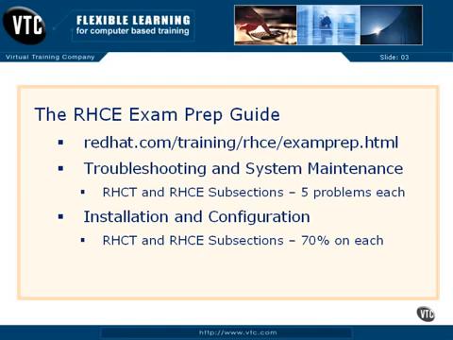Next, after a lunch break, you get the challenge of the Installation and Configuration section. It includes RHCT and RHCE subsections, and you need to score 70% on each subsection in order to become an RHCE. Of course, you also need to pass the Troubleshooting and System Maintenance section.